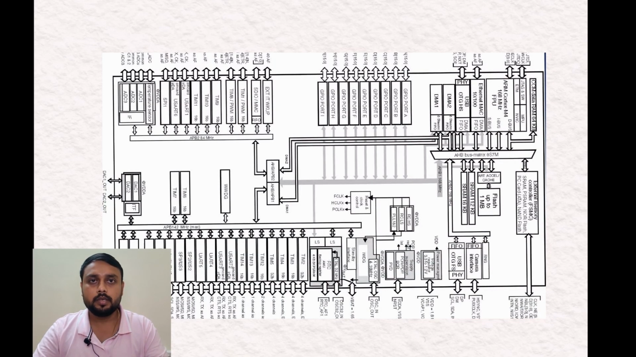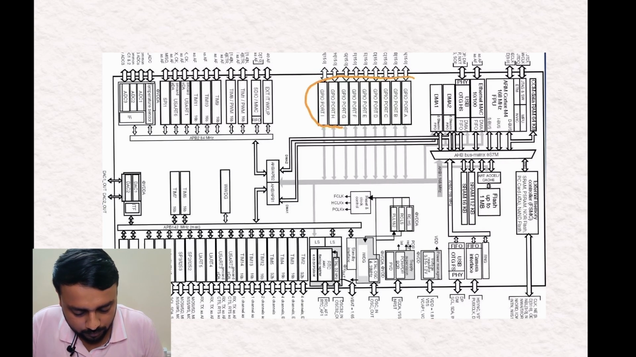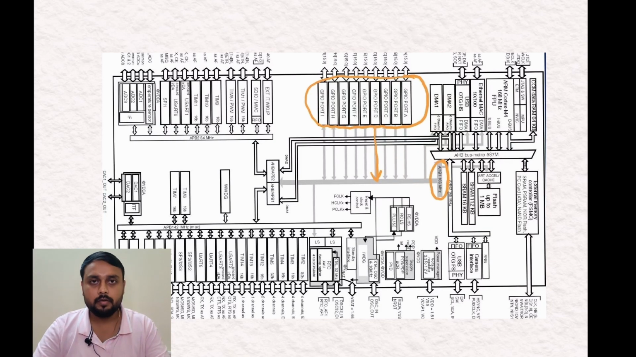This is just a block diagram of STM32F407. Here you can see the different peripherals and they are connected with some bus. For example, all our GPIOs are here, and the GPIOs are connected with this bus, and this bus is nothing but AHB1, Advanced High Performance Bus 1. So if you want to enable any GPIO port, you need to enable the clock of AHB1.